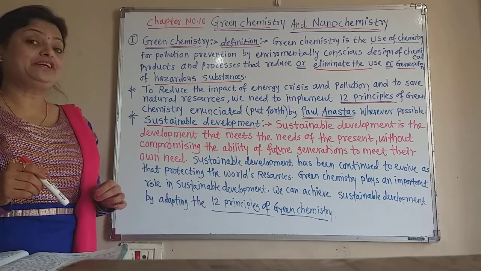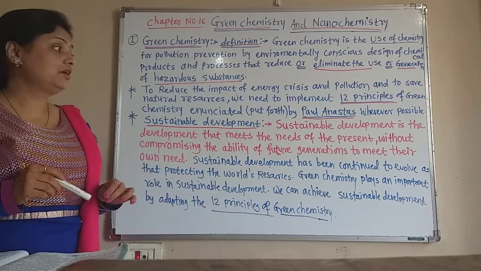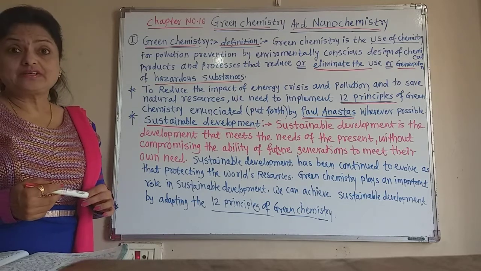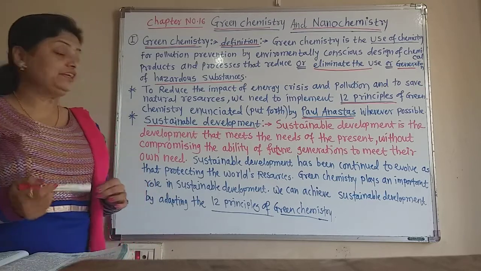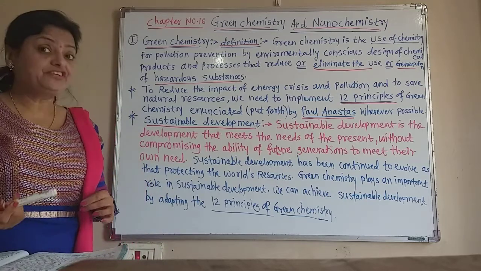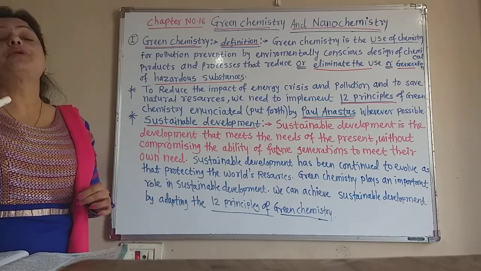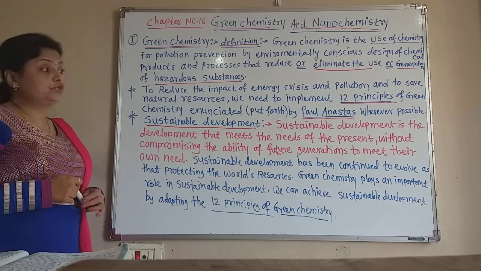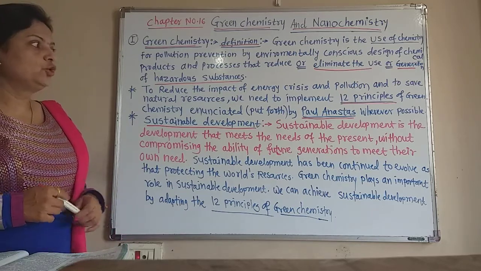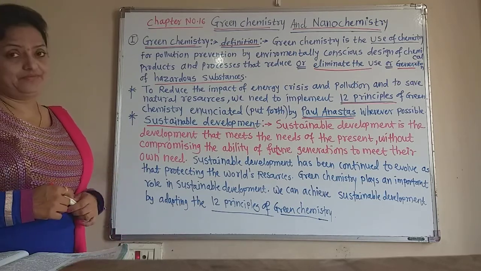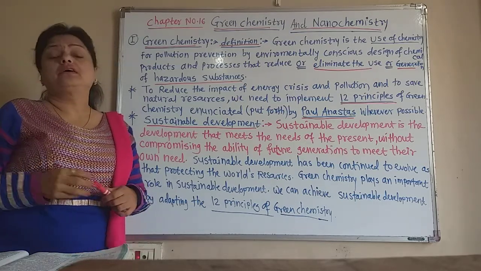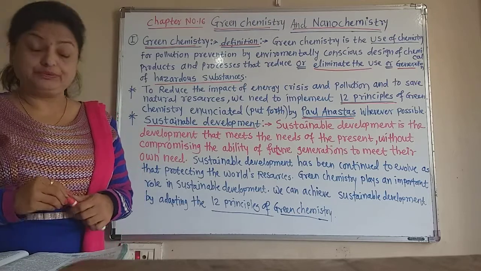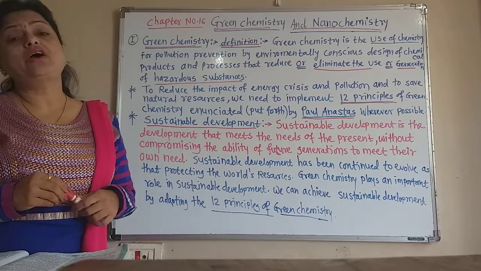We must meet the needs of the present generation by developing. Sustainable development is the development which meets the needs of the present generation, but without compromising the ability of the future generation to meet their own needs. That means they must be able to fulfill their needs in the future. What do we have to do?